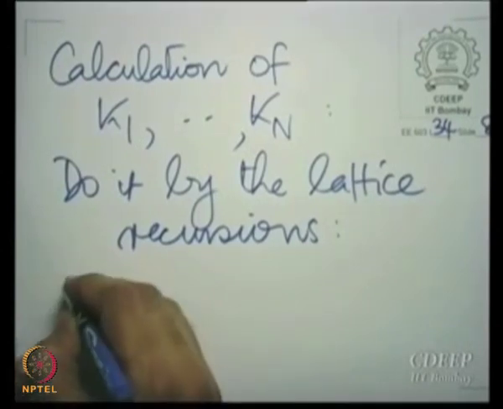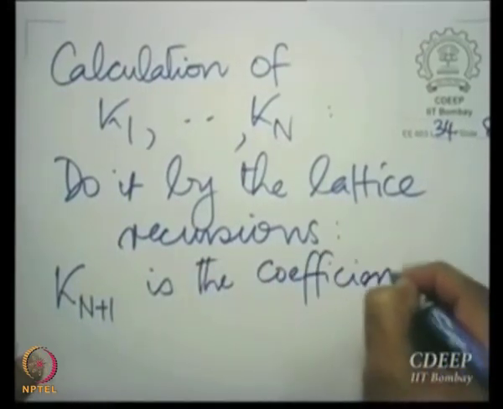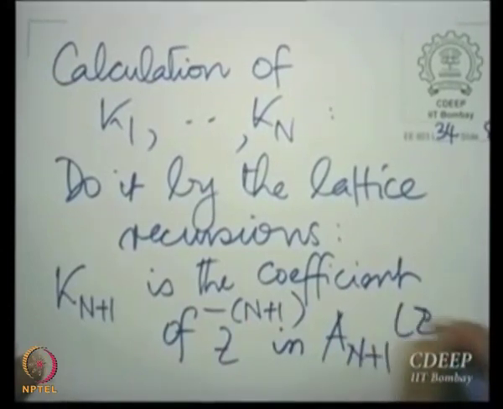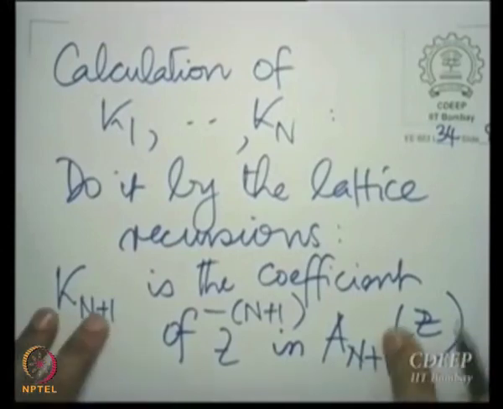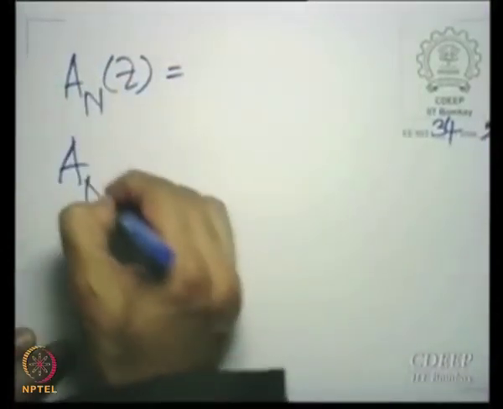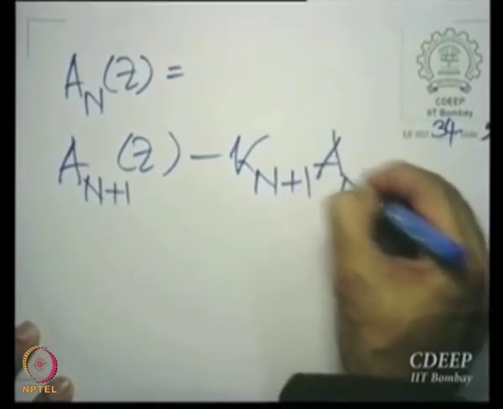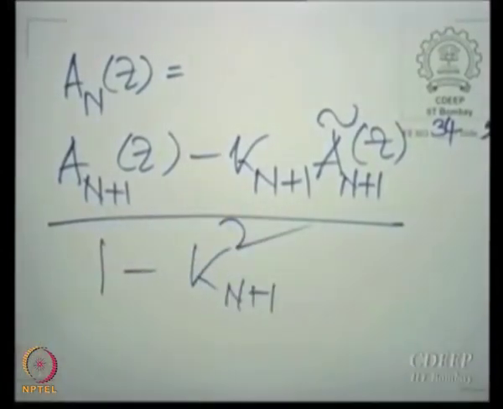We said essentially Kn plus 1 is the coefficient of the highest degree term, so z to the power minus n plus 1 in An plus 1, isn't it? We had studied this last time. And An of z is An plus 1 of z minus Kn plus 1 An plus 1 tilde of z, divided by 1 minus Kn plus 1 the whole squared. We had studied this recursion the last time. Is that correct?